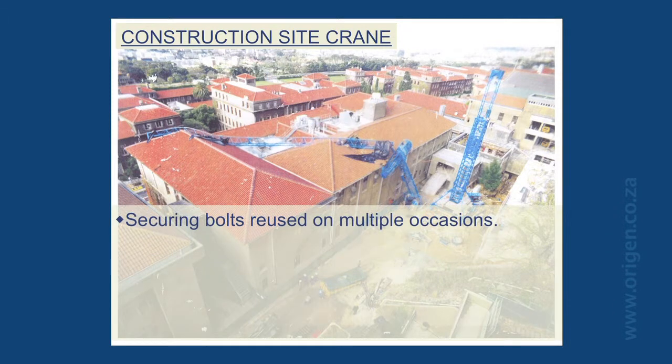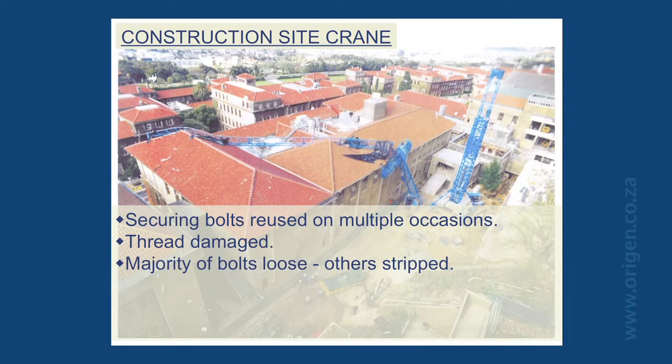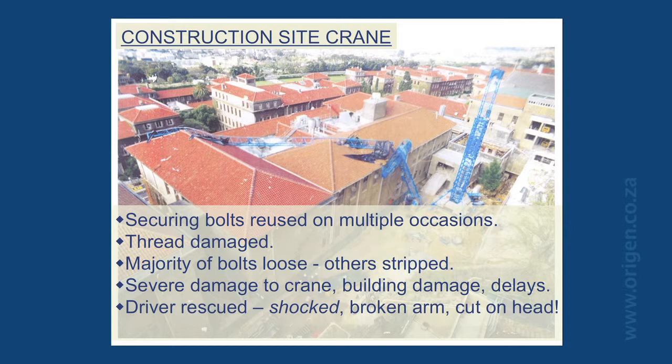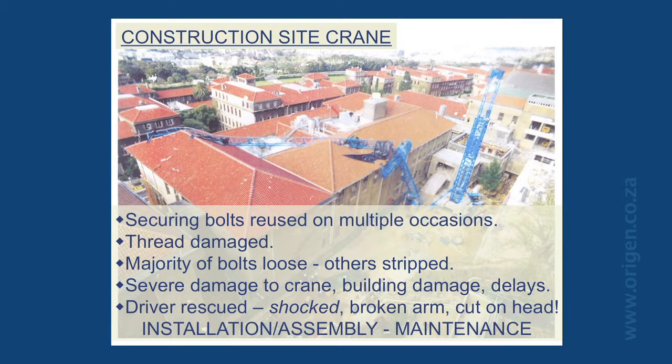Investigation highlighted that the securing bolts had been used on multiple occasions and resulted in significant thread damage. In addition, the majority of the bolts joining the boom to the tower were loose and others had stripped. Clearly, there was significant damage to the crane. The operator escaped with a broken arm and a cut to the head, but given the circumstances, was lucky. This is another example involving installation and assembly, as well as the lack of proper maintenance.